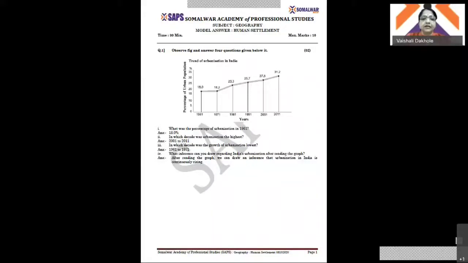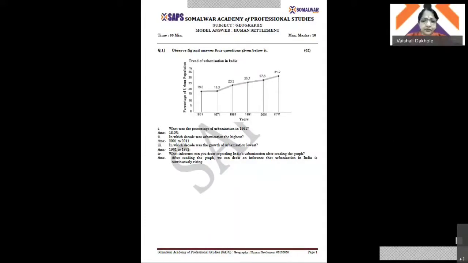In 1961, you can see the figure given is 18%. And how is it 18%? You can see it on the y-axis, from 0 to 35, the figures are given, and above 35 the percentage is mentioned, isn't it? So the figures given year-wise are the percentage of urban population. In 2011, you can see the figure is 31.2. There is a gradual increase in the urban population of India. So the first question is, what was the percentage of urbanization in 1961? It was quite less, and the figure is 18%.